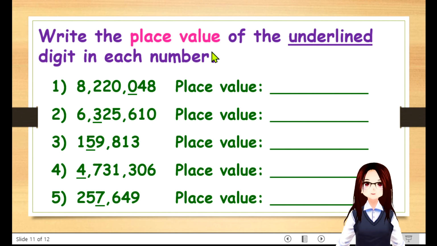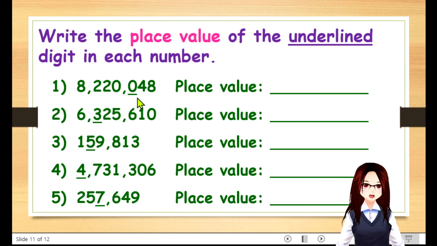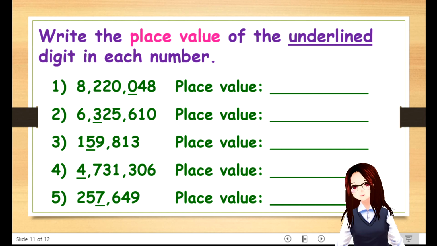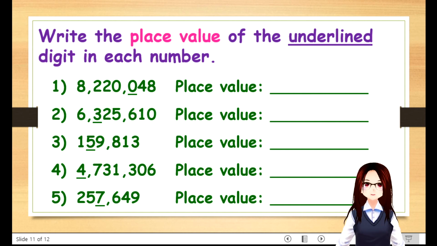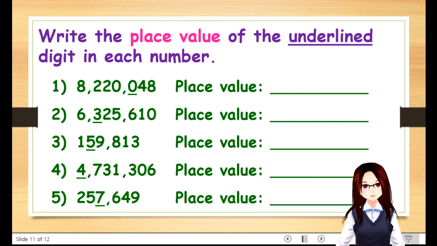Write the place value of the underlined digit in each number. So for number 1, we have the underlined digit is 0. So I will give you 5 seconds to answer the place value of 0. Ready, set, go. Okay, your time is up. The correct answer is hundreds. Okay, let's go to number 2.